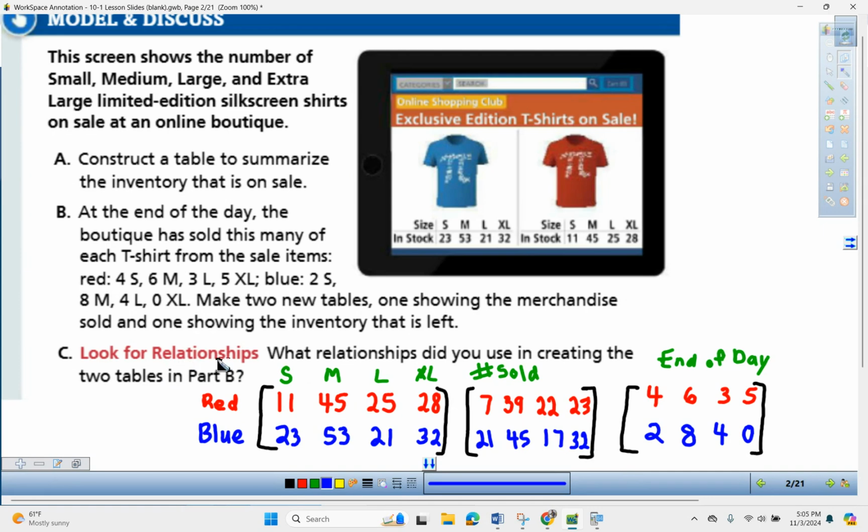Okay, and then lastly it says, what relationships did you use in creating the 2 tables? Well, what they're trying to get at is, what did we do? We did subtraction. 11 minus 7 equals 4, and then 45 minus 39 equals 6, and so on. So the relationship was a subtraction relationship. Okay, and so all this is kind of opening the door to these different kinds of operations, and we haven't really talked about what kind of rules and stuff yet, but this kind of opened it up to a little real world situation and how that might be used and how that works.